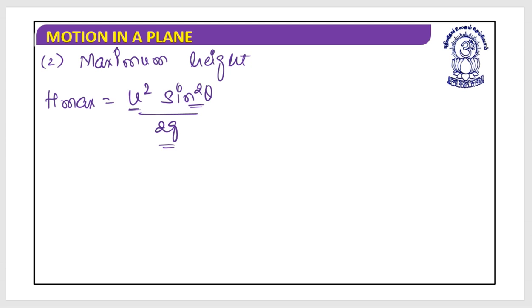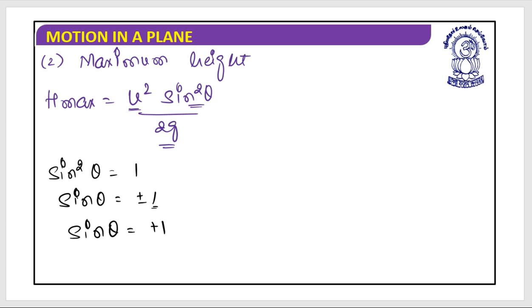So if sine square theta should be equals to 1, that means sine theta could be equals to plus or minus 1. But here I am talking about the plus 1 only, so the sine theta should be equals to plus 1 because I want the maximum value. When sine would be 1, theta is equals to 90 degree. So if an object has been projected by 90 degree, it can travel a maximum height.